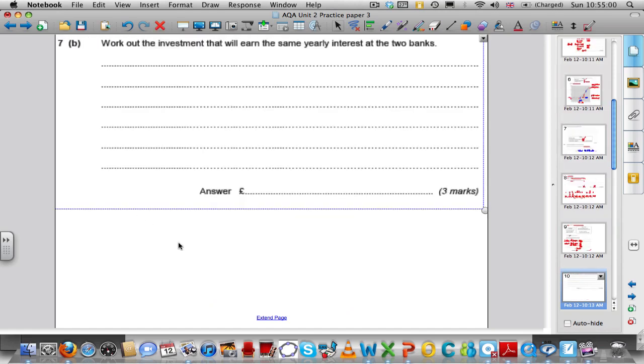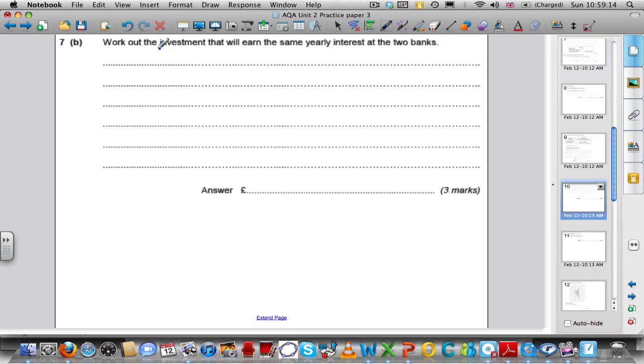Okay, question 7b. Work out the investment that will earn the same yearly interest at the two banks. The word investment means how much money you actually put into the bank at the start. That is what you're trying to work out. So you don't know it. So to start with, I would say let X be the investment. Now what you're going to try and do is with that investment of X, you're going to work out how much you get at the end of the year in the two cases, make them equal, and solve for X to work out what that original investment had to be to make them the same.